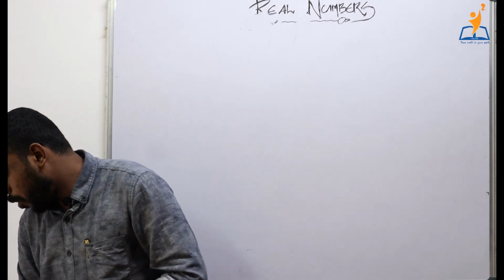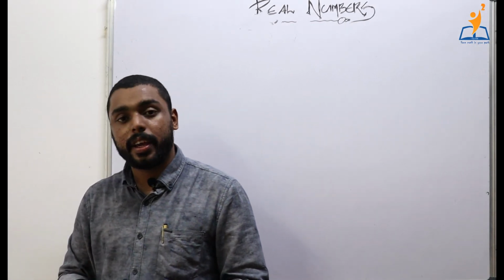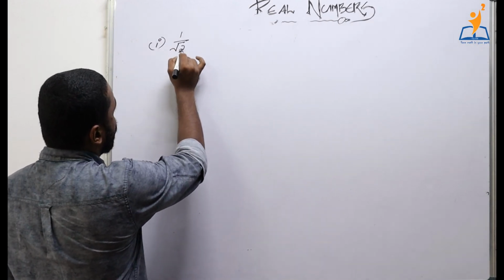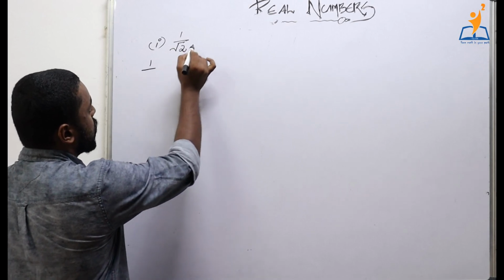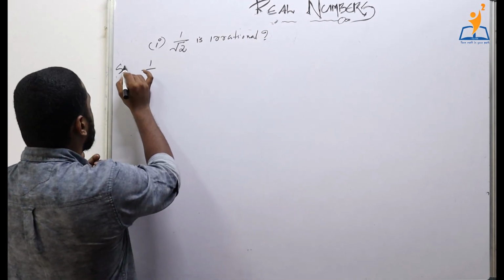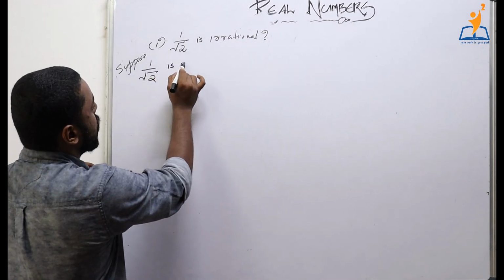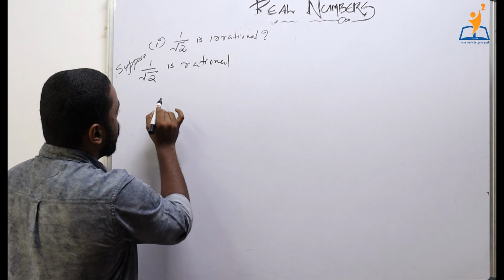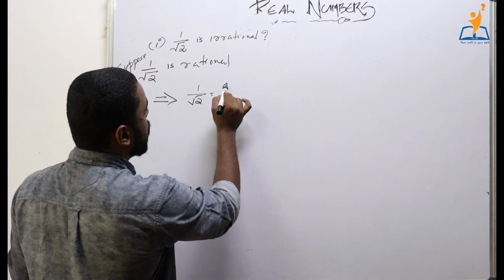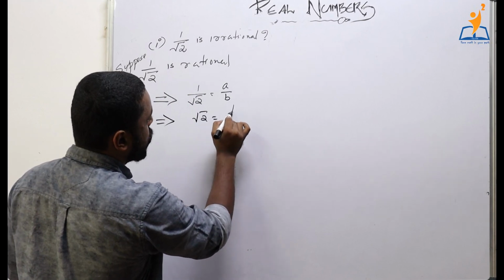Example 3 of exercise 1.3. Prove that the following are irrationals. First one, 1 by root 2. Suppose that 1 by root 2 is rational. Which implies 1 by root 2 is equal to what? a by b. Which implies root 2 is equal to b by a.